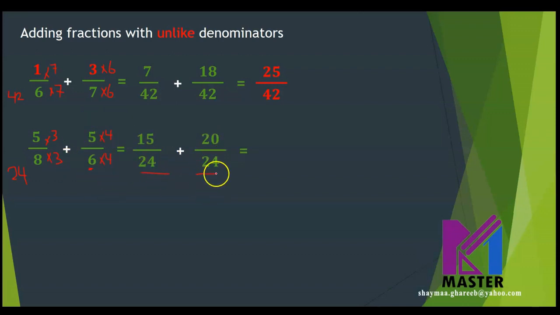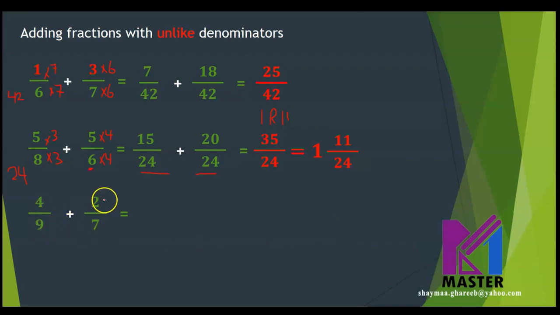Now they both have the same denominator, then I can add 15 plus 20 is 35 over 24. Can I simplify this fraction? No, but I can write it as a mixed number because this is an improper fraction. I will divide the 35 by the 24, which means how many 24s are there in the 35? There is only one 24 in the 35, and there will be remainder 11. So I can write this as a mixed number 1 and 11 over 24.